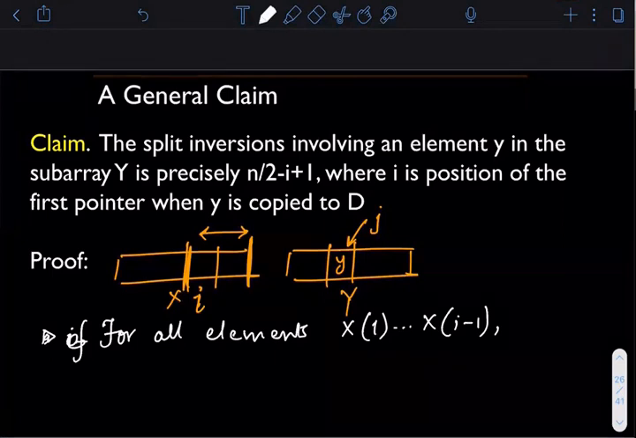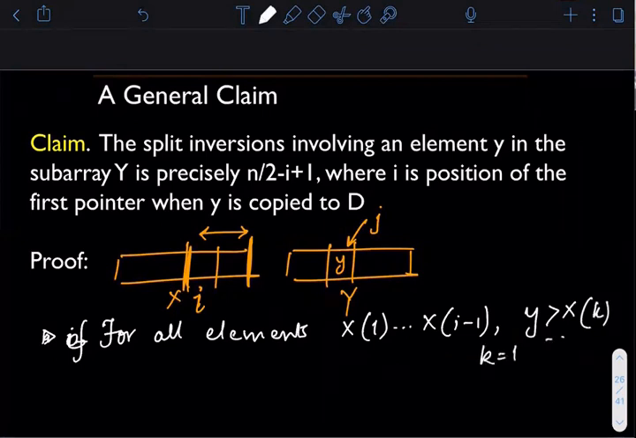So it will be placed after those elements in the final array, which means clearly that y cannot be involved in a split inversion with those elements, x1 to xi minus 1. So they cannot count for any split inversion which involves y. Okay, so let me just write y is greater than xk, for k equals 1 to i minus 1.